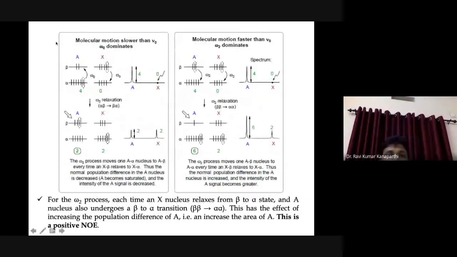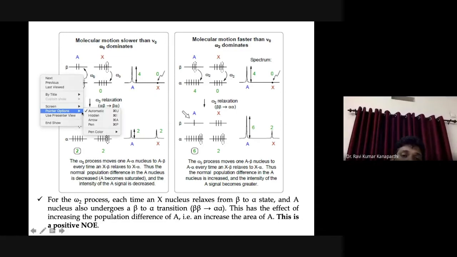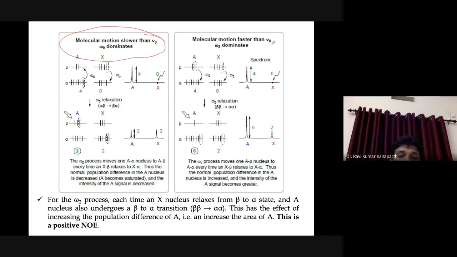If the molecular motion is very slow in a given medium while recording the spectrum, then the W0, that is the zero quantum probability, will be the dominating process as compared to the other one. But if the molecular motion is much faster, then omega 2, the double quantum relaxation process, will be dominant.